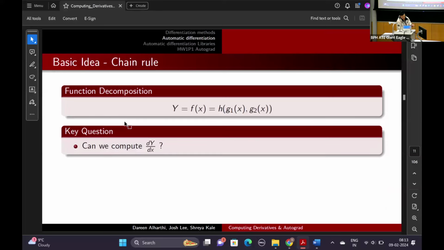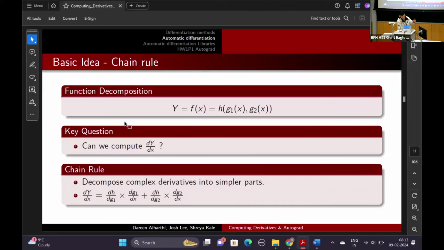So, if you have this sort of a function, so basically, if x goes through two separate functions, and then these results go to h to give you y. So then how would you compute dy/dx expressed by the other functions? Exactly, right? So by the way, this is the correct answer.